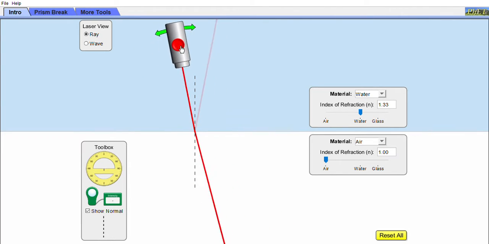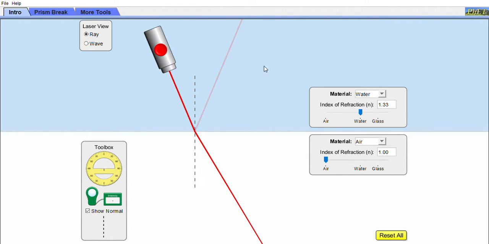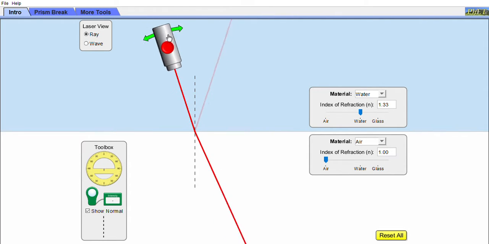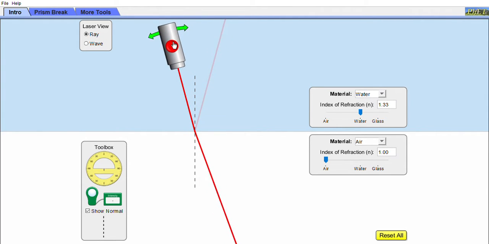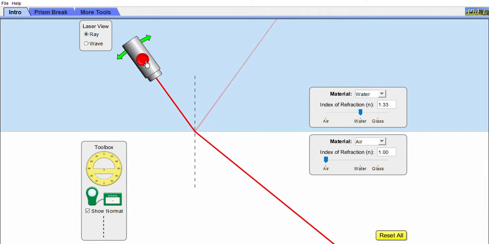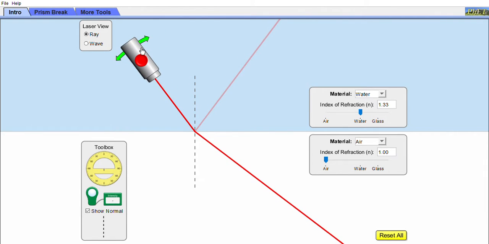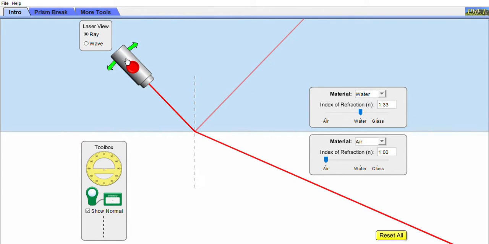One more thing I want you to observe is what happens as we increase the angle of incidence. As we increase the angle of incidence, the angle of refraction also increases, and it increases proportionally. So when I increase the angle of incidence by some value, the angle of refraction also increases by that value.